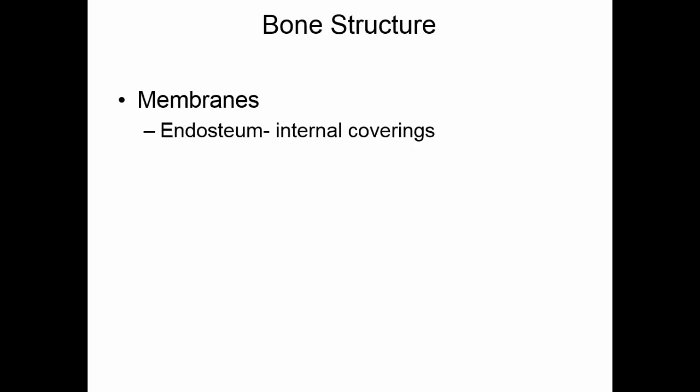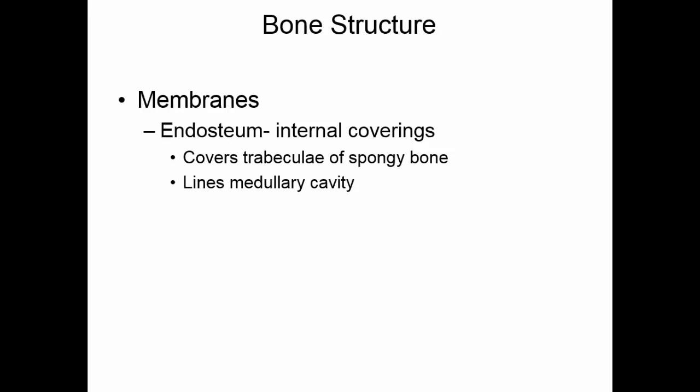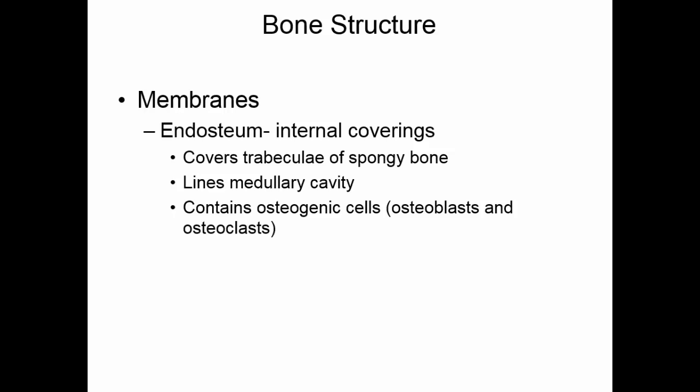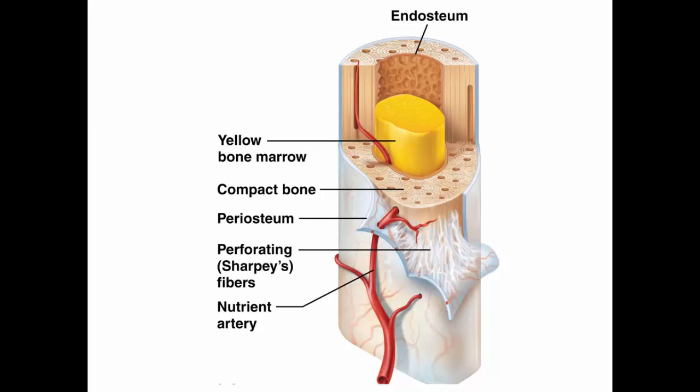The endosteum is the internal covering of the bone. This is going to cover the trabeculae of the spongy bone and line the medullary cavity. This also contains osteogenic cells underneath it that can turn into osteoblasts and osteoclasts that are involved in bone remodeling. So looking at the diaphysis, we have our compact bone. Here is the periosteum, and these are the Sharpey's fibers that hold it to the bone. And we have the endosteum lining the medullary cavity. You'll remember we saw the endosteum covering the trabeculae earlier.